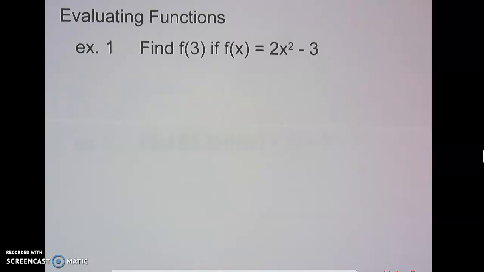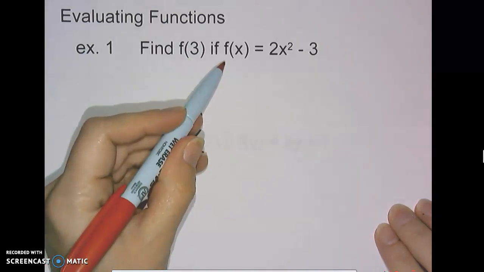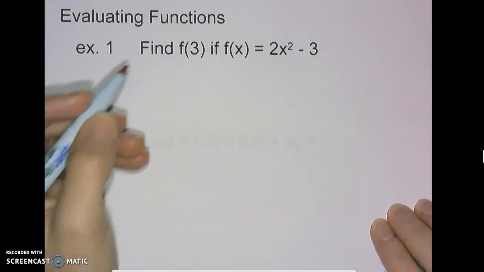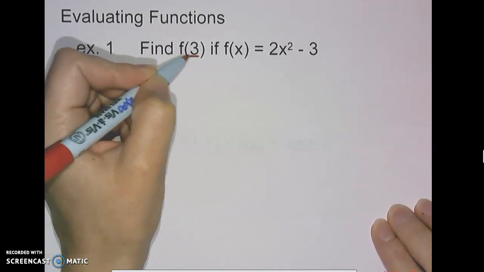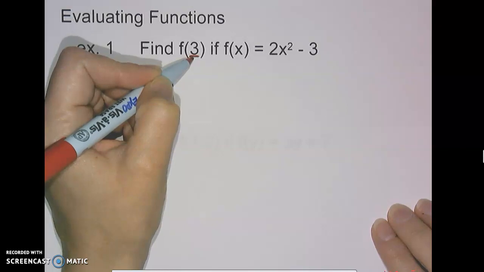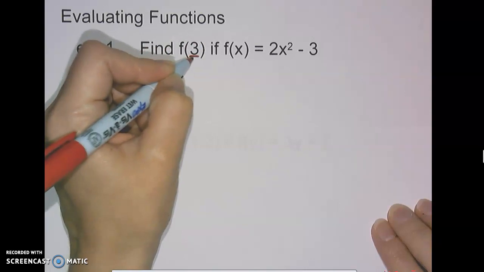Today we're going to work on evaluating functions and finding x values. This is going to be expanding our knowledge of function notation that we talked about earlier. If we're looking at this, we have: find f of 3 if f of x equals 2x squared minus 3. This number inside the parentheses, this f of 3, is asking us to evaluate f of x equals 2x squared minus 3 if x equals 3.